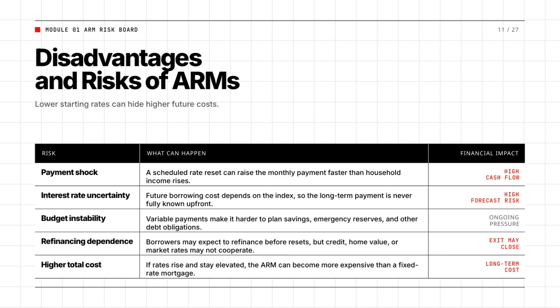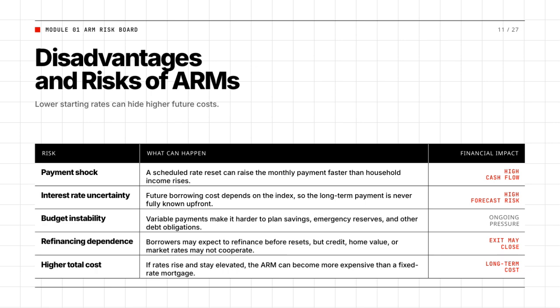Another important point is interest rate uncertainty. Since your future payments depend on a fluctuating index, you never really know your long-term costs up front. This uncertainty leads to high forecast risk, complicating your ability to plan for savings, emergency funds, and other debts. Variable payments also contribute to ongoing financial pressure, as your budget can feel unstable and unpredictable.